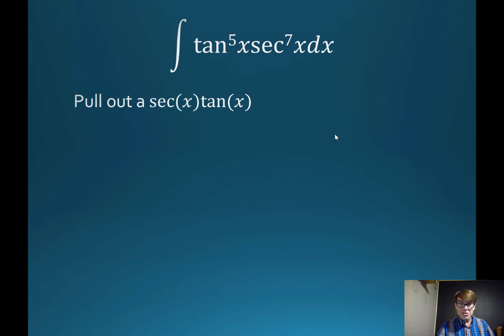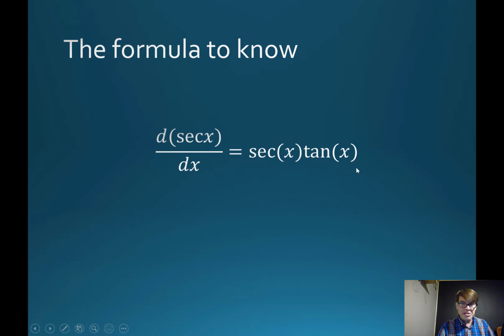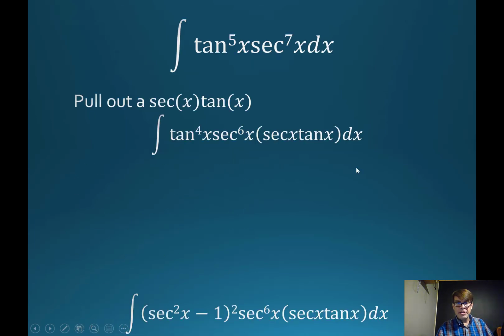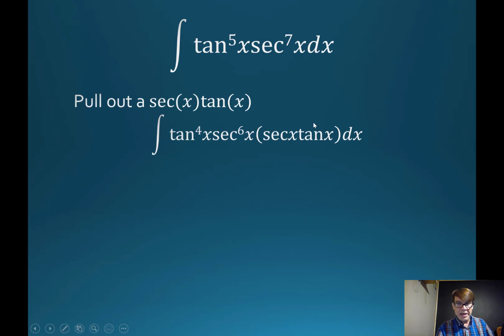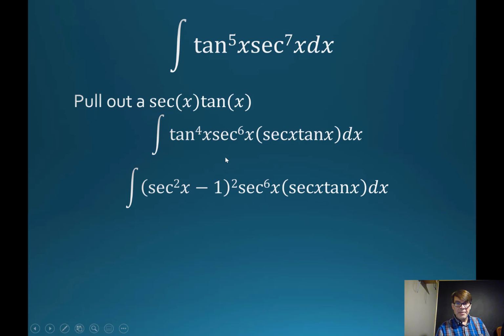Because remember, on the previous screen, we just saw that the derivative of the secant is secant tangent. And so by pulling that out, we have a du in the making. So the next thing we're going to do is get everything in terms of secant, because this is the derivative of secant. The way we're going to do that is by taking this tangent here, and this is the formula we learned in the previous video, that tangent squared x equals secant squared x minus 1. And of course it has to be to the fourth power total, so tangent squared x squared is tangent to the fourth power x.